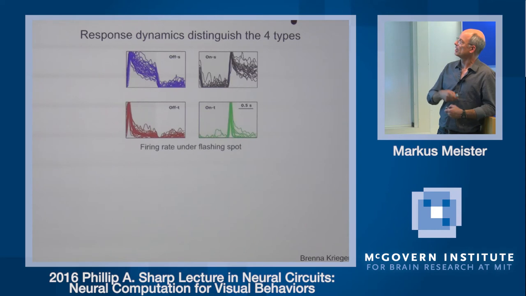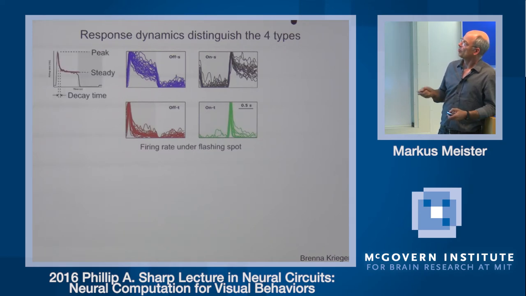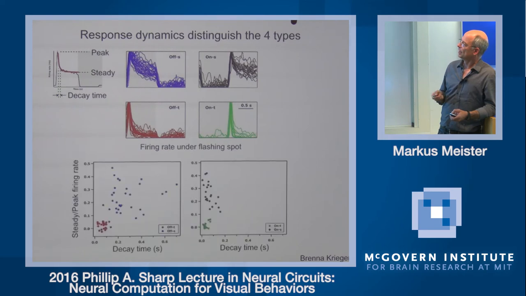Now, these are just four examples, but if you look at the entire population of neurons that we recorded, they really do fall nicely into these four categories based on the dynamics of their light response. So these are firing rate as a function of time when the spot goes off and on, and you can see that the transient cells fire only transiently, and the sustained cells keep their firing rate up. If you analyze each of these by a couple of parameters, let's say the amount of decline of the firing rate from the peak to the steady level, and also the decay time that it takes for that, then in a scatter plot, you find that the neurons fall into four classes quite nicely that are separated by these two parameters. So from now on, I'm going to call these by their names, off-transient, off-sustained, on-transient, on-sustained, identified by these functional parameters. It turns out that these four classes that you identify functionally are also different in their shape, morphologically.